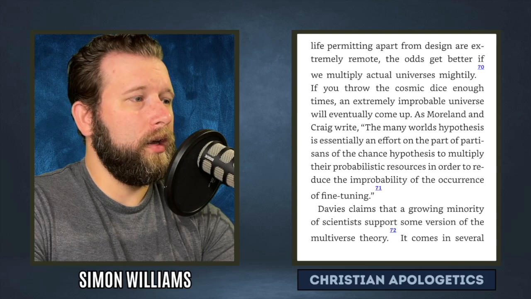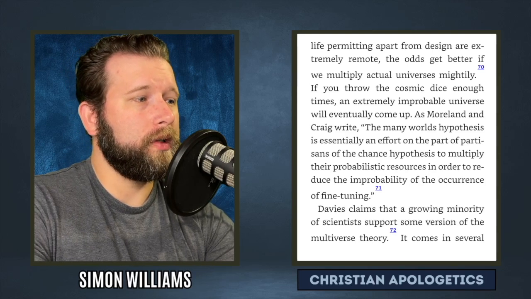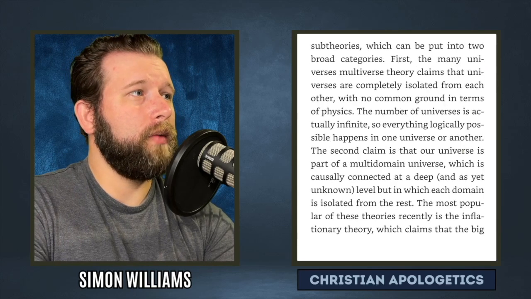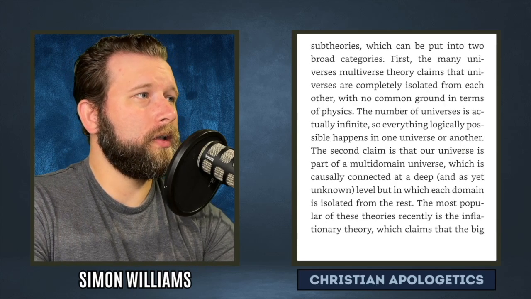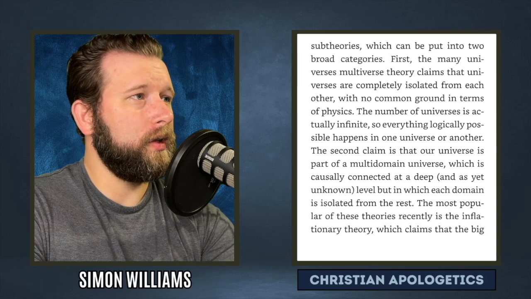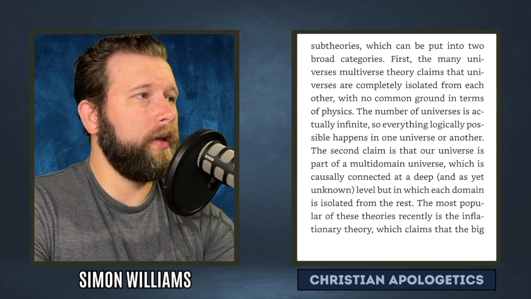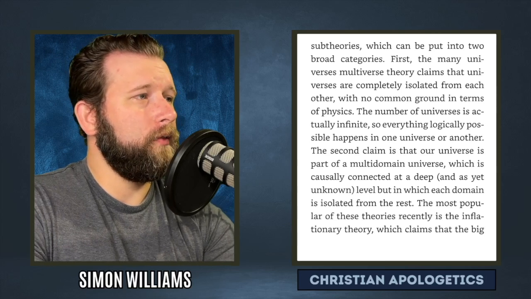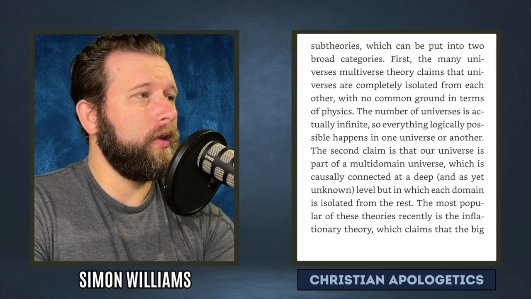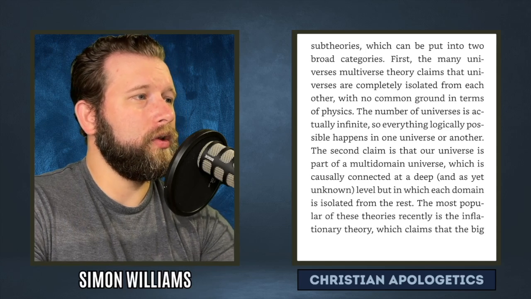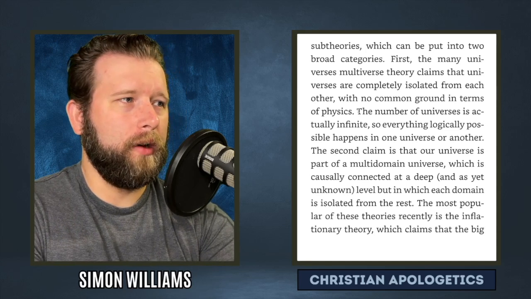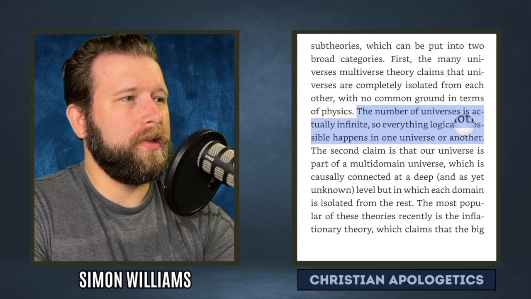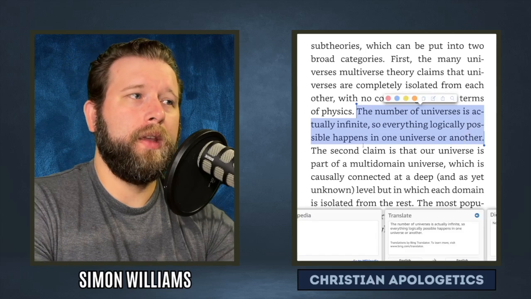Davies claims that a growing minority of scientists support some version of the multiverse theory. It comes in several sub-theories, which can be put into two broad categories. First, the many universes multiverse theory claims that the universes are completely isolated from each other, with no common grounds in terms of physics. The number of universes is actually infinite, so everything logically possible happens in one universe or another. One thing I'm going to note here, the number of universes is actually infinite, so everything logically possible happens in one universe or another.